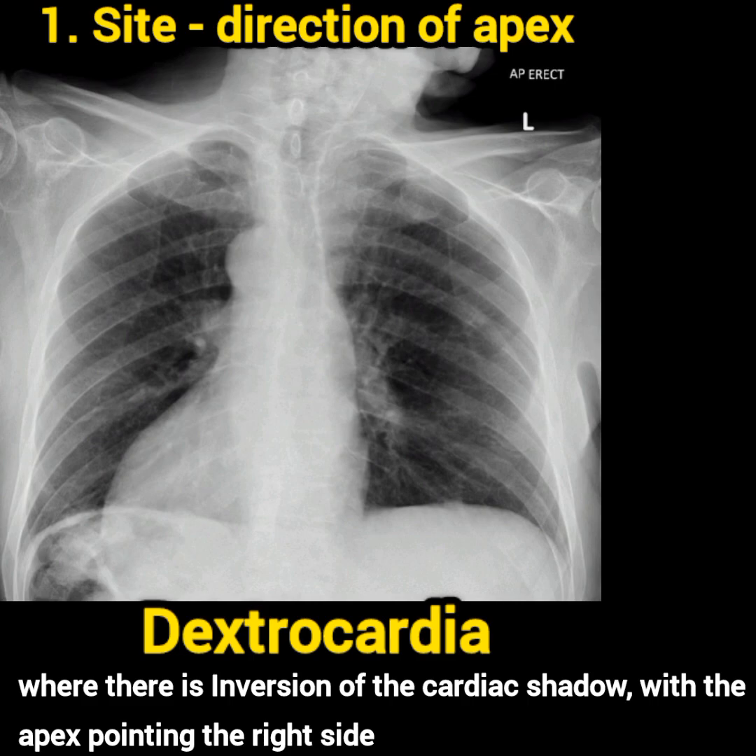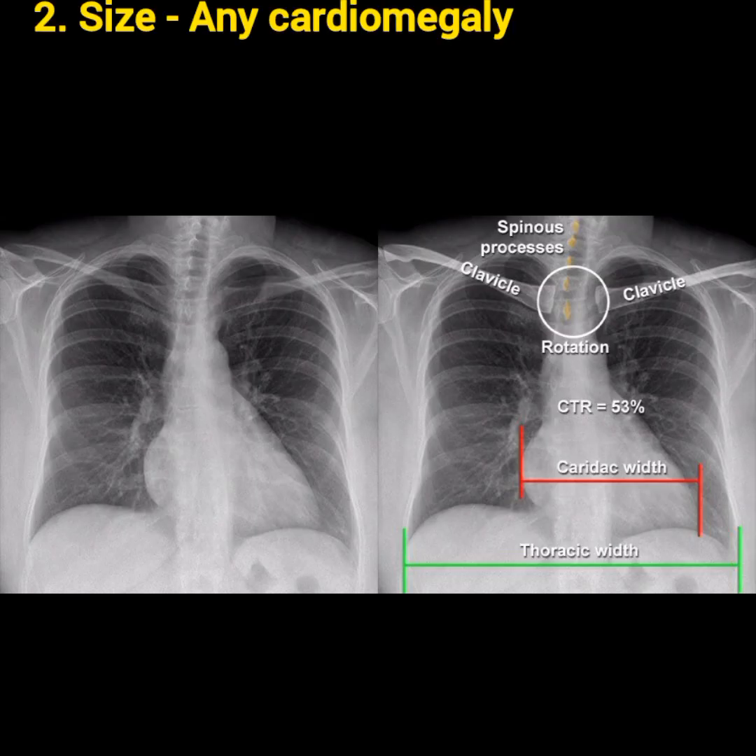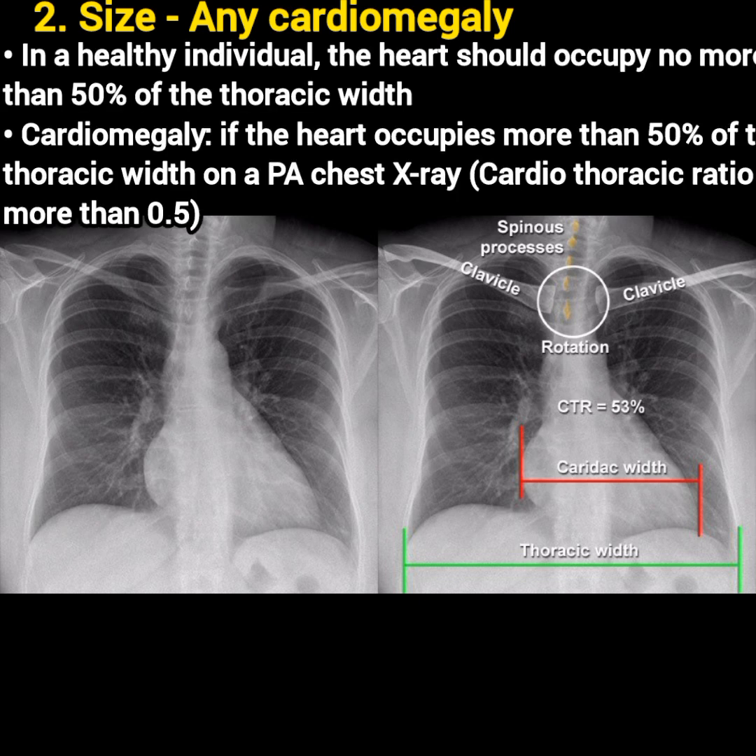You inspect the size for any cardiomegaly. In a healthy individual, the heart should occupy no more than 50% of the thoracic width. In cardiomegaly, if the heart occupies more than 50% of the thoracic width on a PA chest X-ray, that's when the cardiothoracic ratio is more than 0.5.